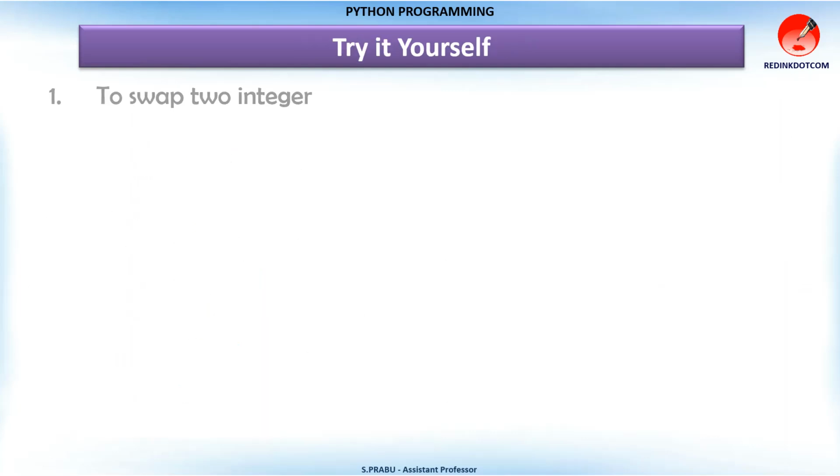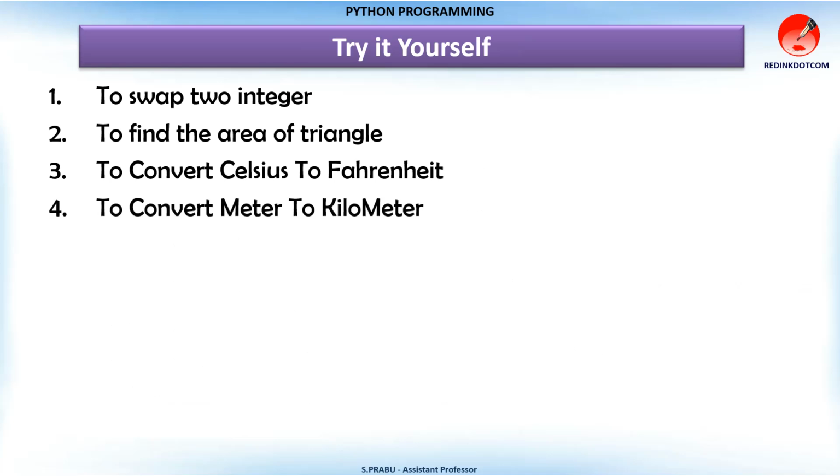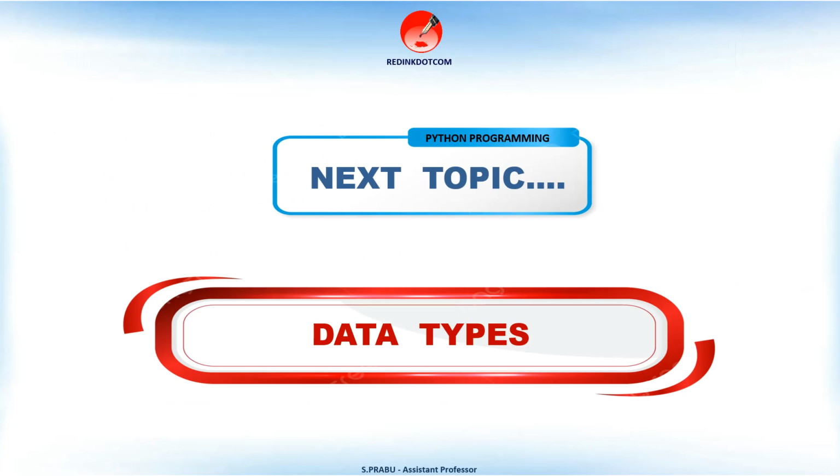So you can try it yourself using this program to solve two integer numbers, to find the area of a triangle, to convert one format into another format, and to solve the quadratic equation in a different way. So up to this, we learned how to write simple programs using Python. The next topic is data types.